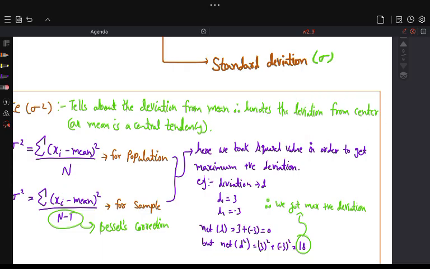So for population, why did we take the square here? See, if the first deviation comes out to be 3, because the mean was lower and xi was greater, and the second deviation comes out to be minus 3, and we do not take the square, the net deviation will be the sum of all the deviations, and as one is minus 3, the net deviation will be 0.